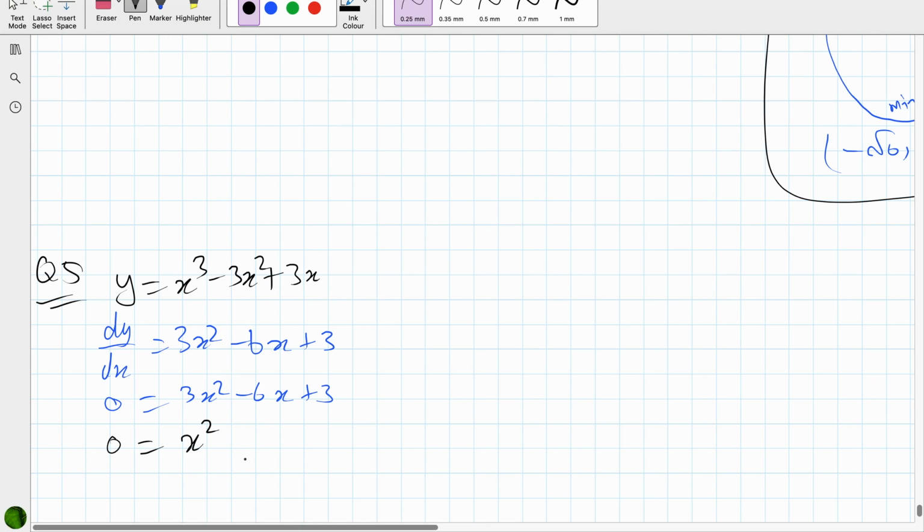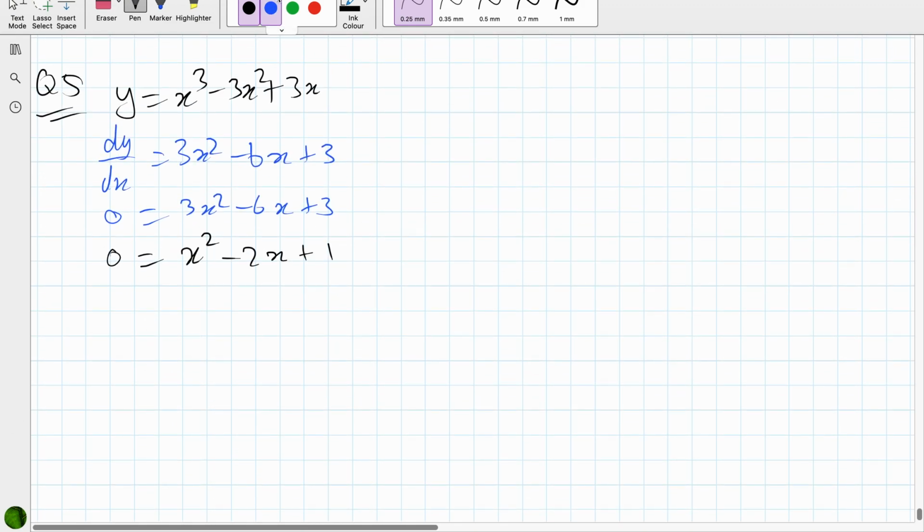Positive 3, dividing on both sides by positive 3. We can do it with both. I'll show you: minus 2x plus 1. For example, if you take all of this equation to the left hand side, you will change the signs. The final answer would be the same.